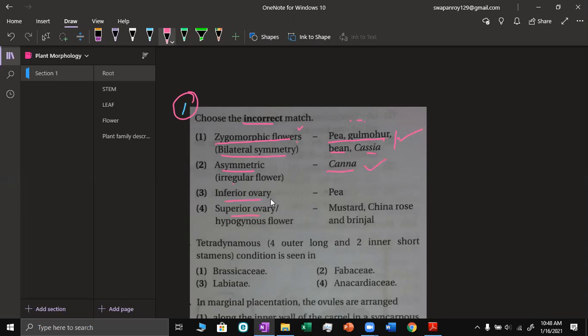Inferior ovary. In pea, the flower is perigynous, of course, but the ovary is half inferior to superior in the case of pea. This is the incorrect matching. Superior ovary, hypogynous flower: mustard, China rose, and brinjal. This one is a correct example. So our answer is that inferior ovary, pea, is the incorrect match.